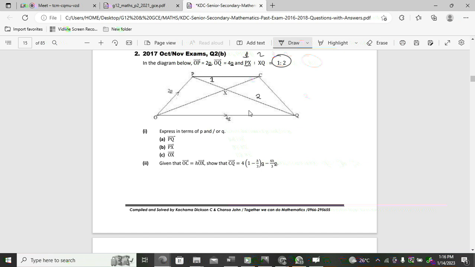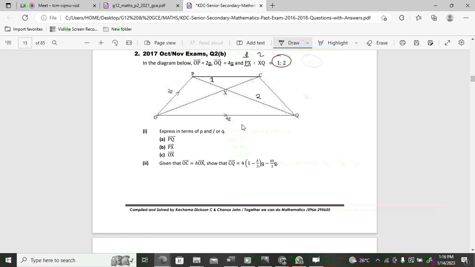The total. So what about XQ? XQ is a 2. Yes. Then P is 1. Okay, good.